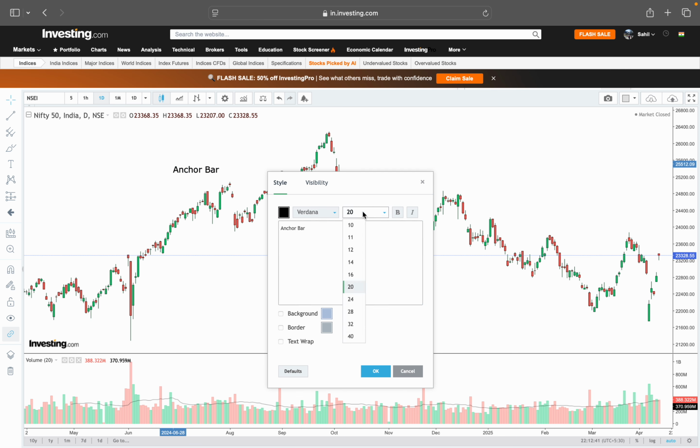Now when it comes to an anchor bar, we are essentially trying to define what is an anchor bar. So here I'll say that if the traded volume for that day, I mean the time frame selected here is daily, or so traded volume for the period is 3 times the 20 period MA, the 20 period moving average of the volume, then it is an anchor bar.